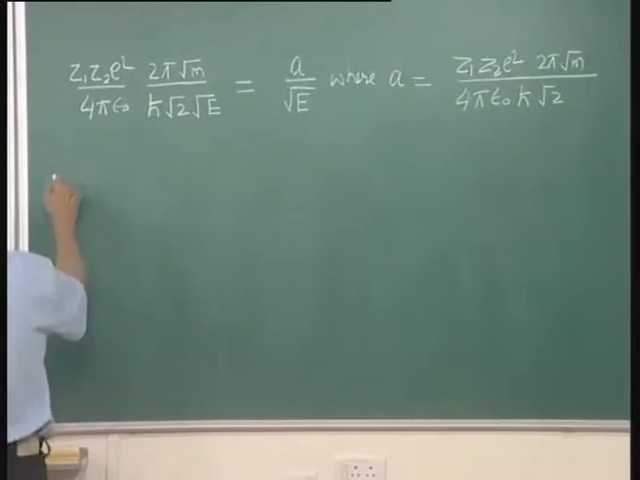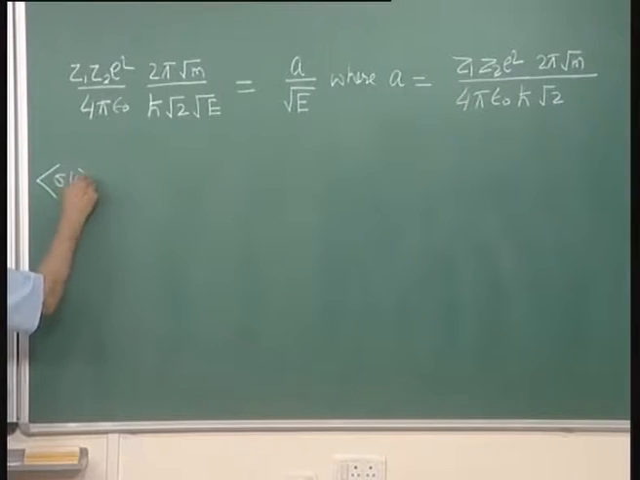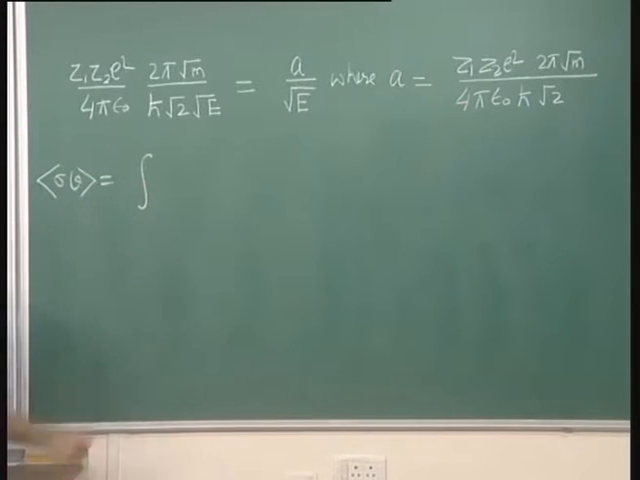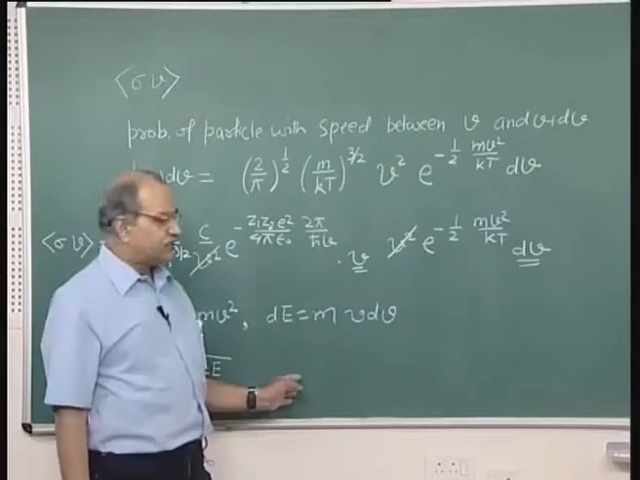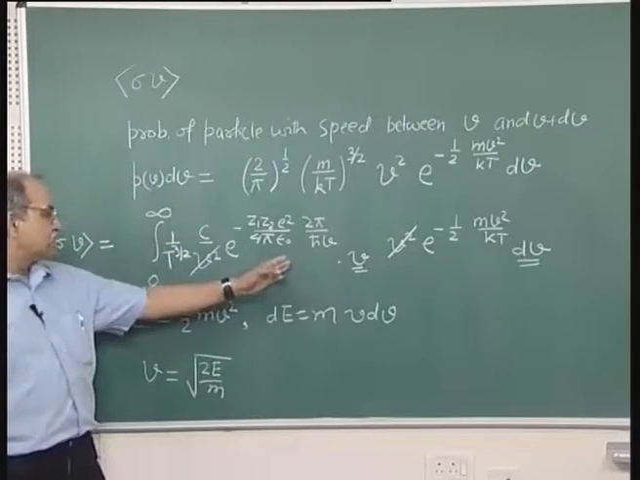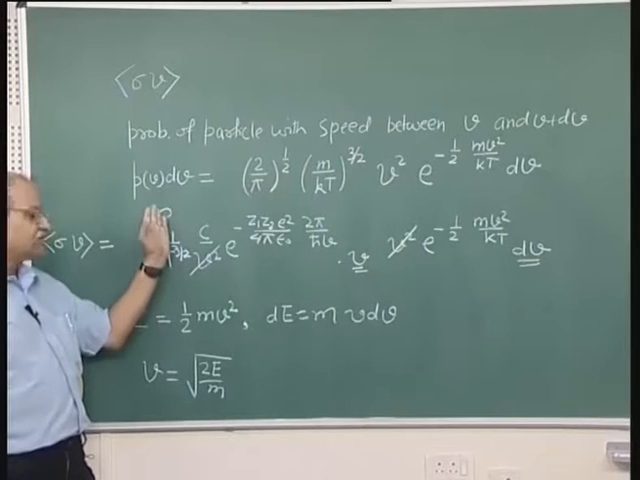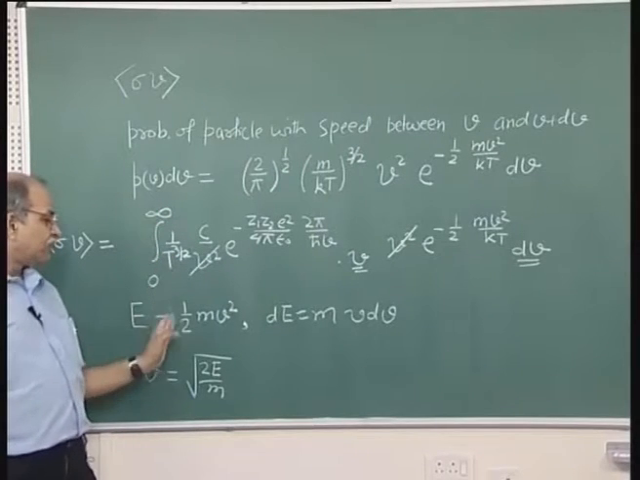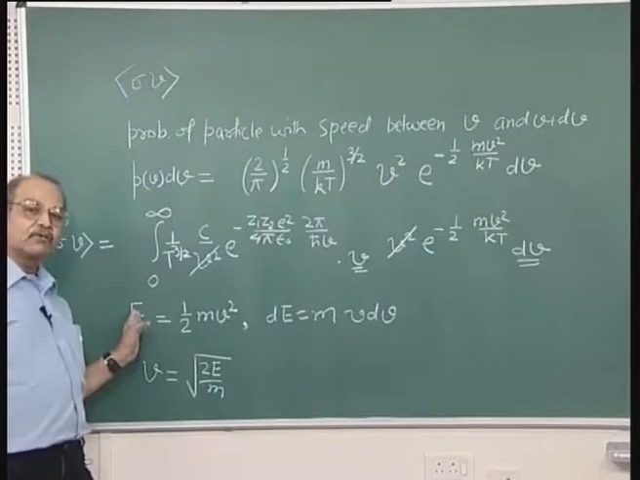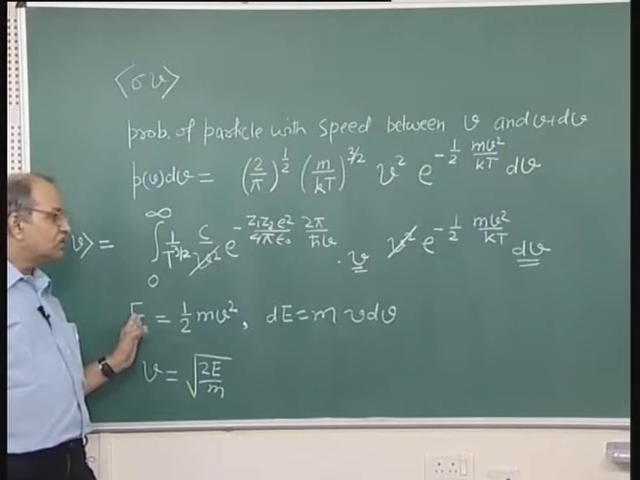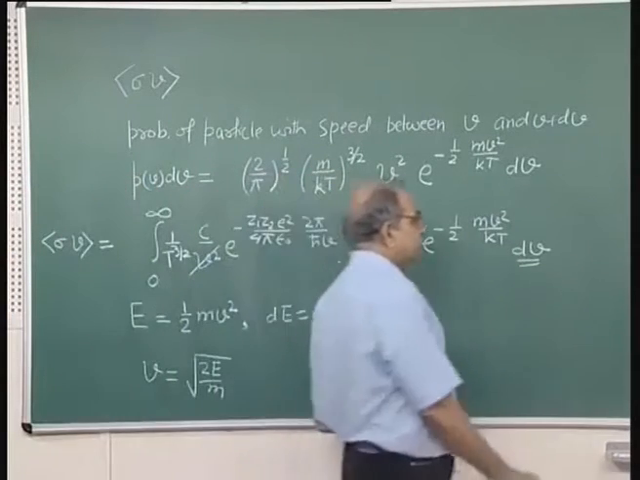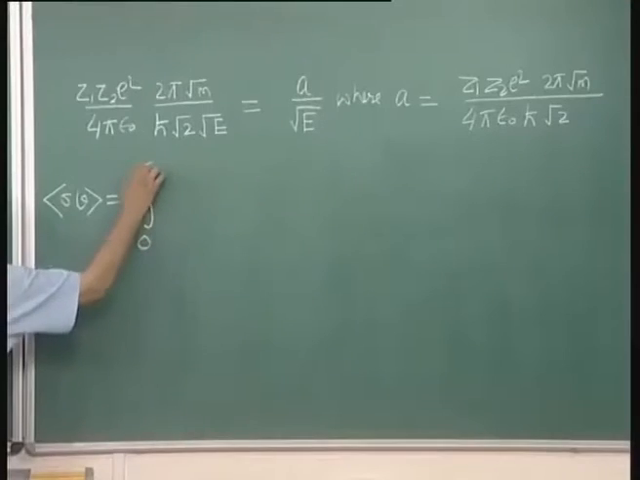So, the sigma v is equal to integration. The limits for capital E are also 0 to infinity. Relative velocity v goes from 0 to infinity, and E is half m v square. So, the limits for E also go 0 to infinity.